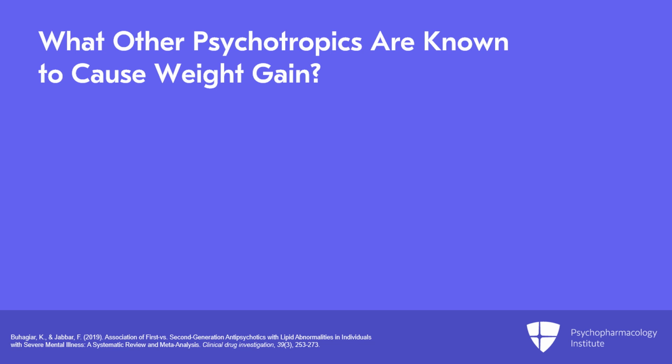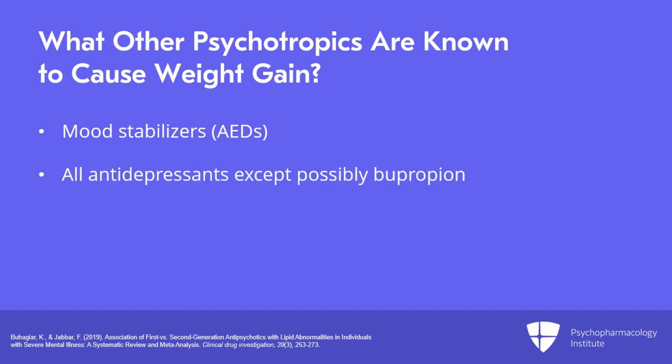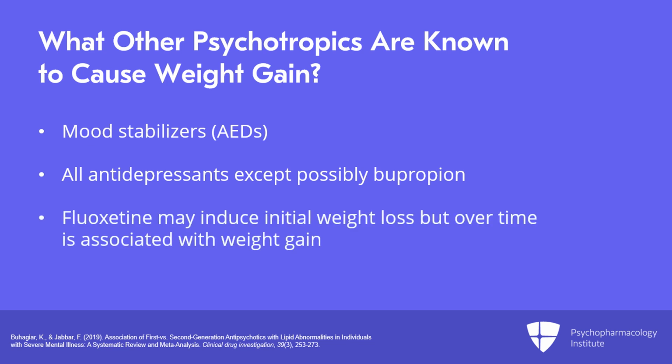So leading the list are the mood stabilizers or anti-epileptic drugs. Probably not far behind are all antidepressants except possibly bupropion. Now, maybe you've heard that fluoxetine may induce weight loss. Well, actually, that's only initially, and usually that's only in older people who are thin to begin with. And moreover, over time, fluoxetine is like all other antidepressants in its association with weight gain.